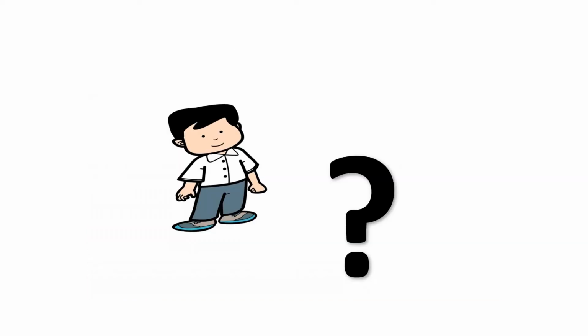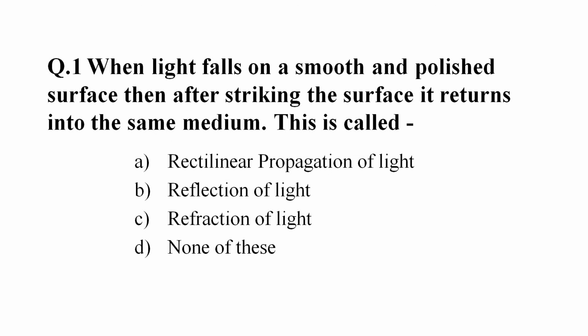Let us revise what we have learned today by solving some questions. Question number 1. When light falls on a smooth and polished surface, then after striking the surface, it returns into the same medium. This is called: option A, rectilinear propagation of light; option B, reflection of light; option C, refraction of light; option D, none of these. And the correct answer is option B, reflection of light.